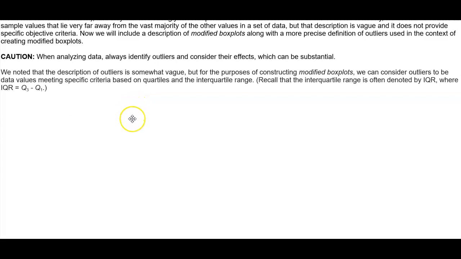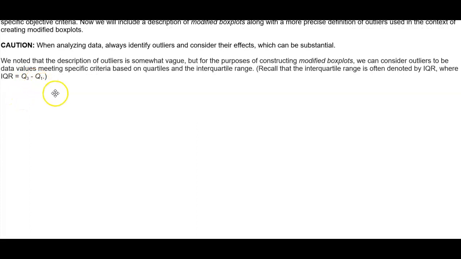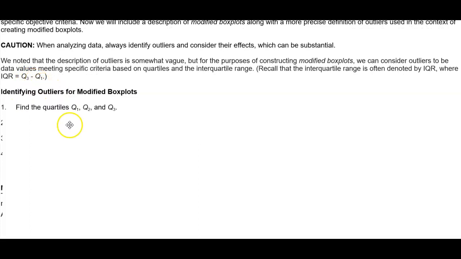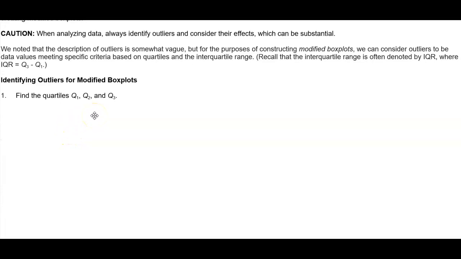Now, we noted that the description of outliers is somewhat vague, but for the purposes of constructing modified box plots, we can consider outliers to be data values meeting specific criteria based on quartiles and the interquartile range. Now recall that the interquartile range is often denoted by IQR, where IQR is equal to quartile 3 minus quartile 1.